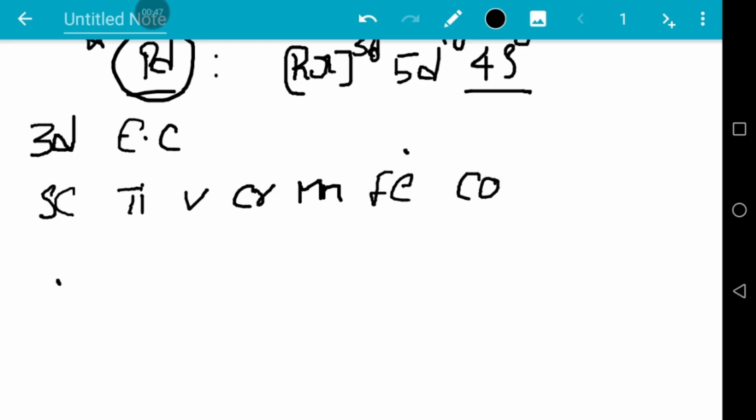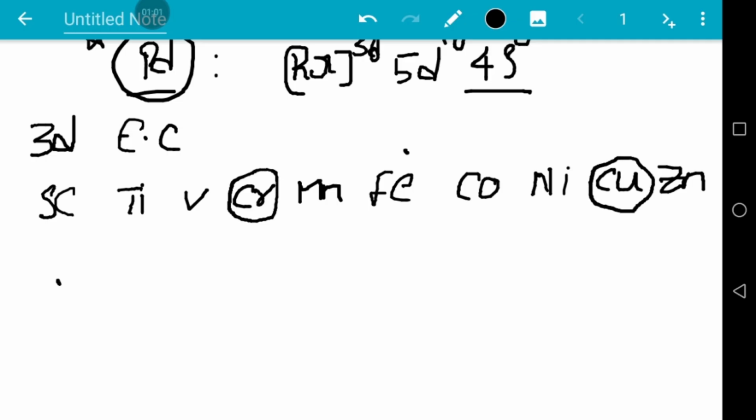Now in this, chromium and copper have exceptional configuration. So what is the exceptional configuration? I will explain. Now first of all, scandium configuration. First of all, write down the atomic numbers. Scandium atomic number is 21, then 22, 23, like that. So scandium has atomic number 21, so 21 electrons are present.